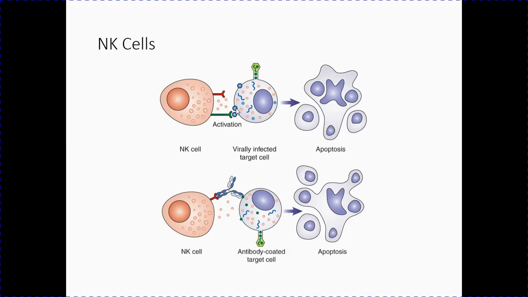And when it does, it releases those granules we talked about yesterday. It releases perforins and granzymes to kill the infected cell by a process we call apoptosis. That's cell death. So when a natural killer cell has a receptor that recognizes an antigen or a marker on the surface, it targets that cell for cell death.